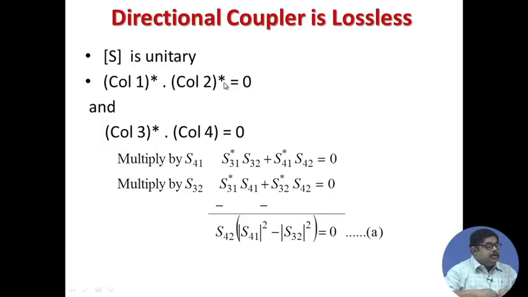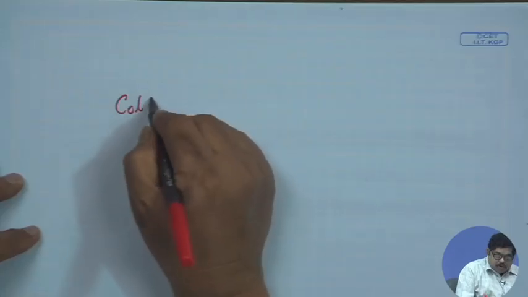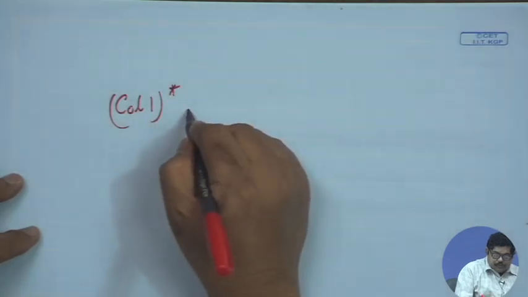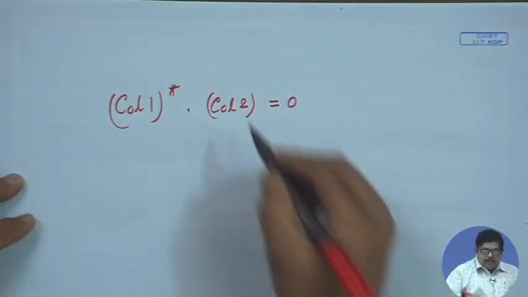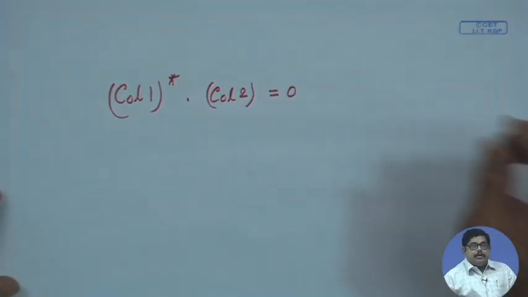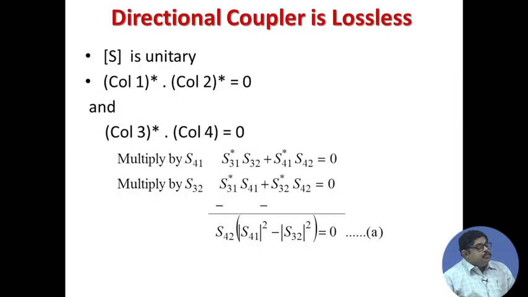You correct, there is an extra conjugate that came; the correct one will be column 1 dot column 2. This extra star won't be there, please correct it. And column 3 conjugate dot column 4 is 0. That is how we have derived it. You can take any other various choices; we have just taken this for illustration's sake. Now, we have two equations.